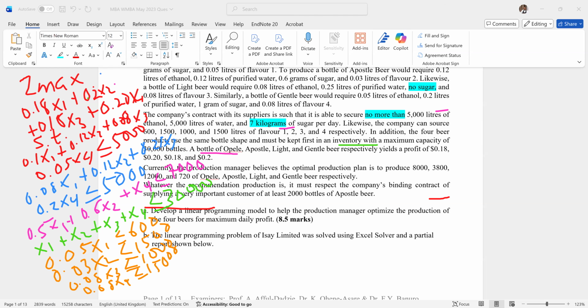Tell us the next constraint. Isaac. The last constraint is the binding contract of supplying at least 2,000 bottles of apple beer. You've written it in, so I can't see it. You all have the question with you, don't you? Let me give it to another person. John Armstrong.